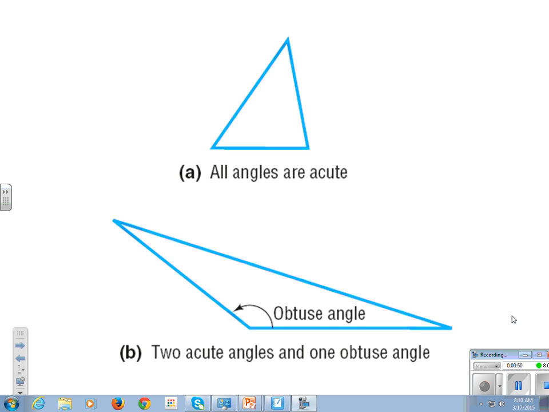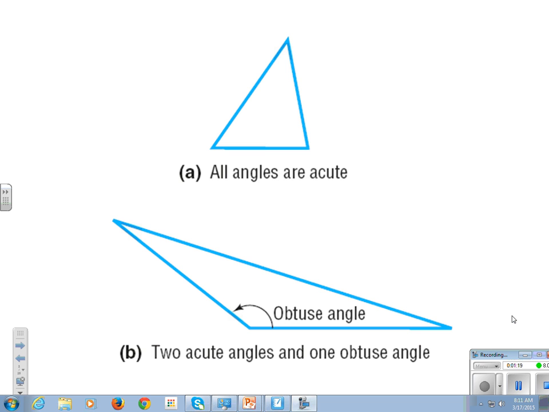So we're going to look at a scenario where I cannot use right triangle trigonometry because these are not right triangles. In order to use trigonometry, sine, cosine, tan, you have to have a right triangle. So what do we do when we do not have a right triangle? Like this, all angles are acute, or you have two acute angles and one obtuse angle. These are called oblique triangles.